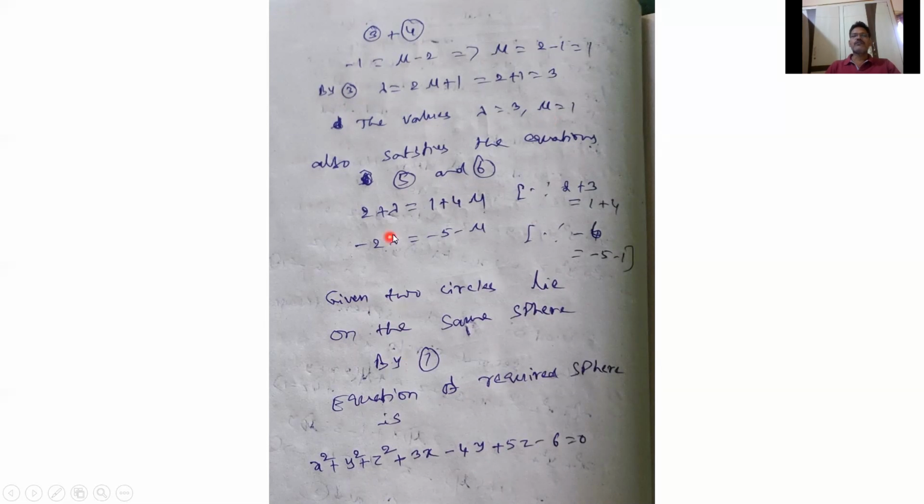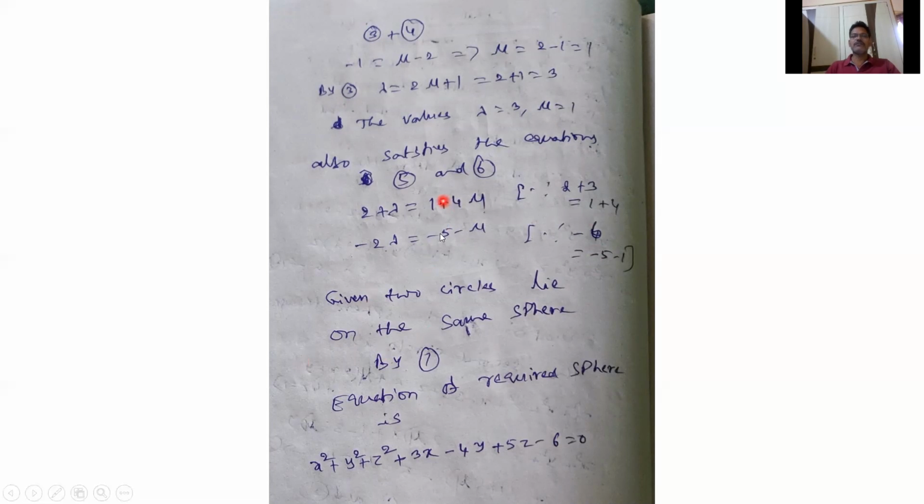So if you substitute here, lambda is 3, left hand side is 5, right hand side mu is 1, 1 plus 4, 5. These two are equal. And here lambda is equal to 3, minus 6. Here right hand side mu is equal to 1, minus 6. So we are getting minus 6, minus 6. So the values lambda equal to 3, mu equal to 1 also satisfy equations 5 and 6. Therefore, the given two circles lie on the same sphere.